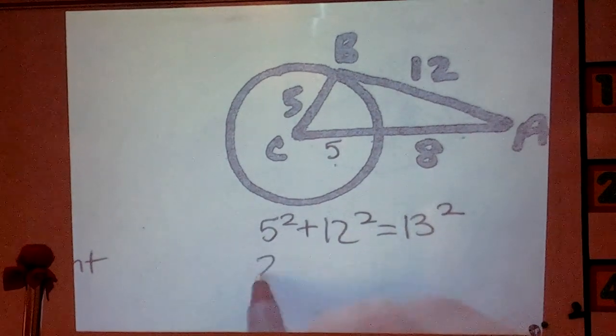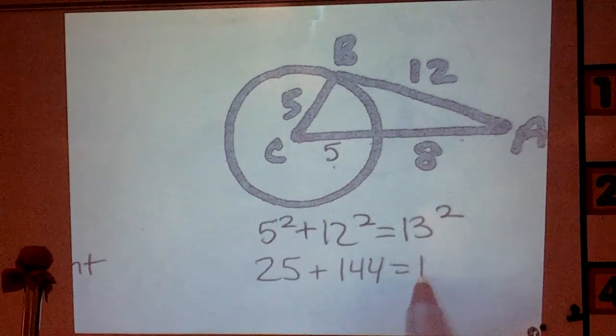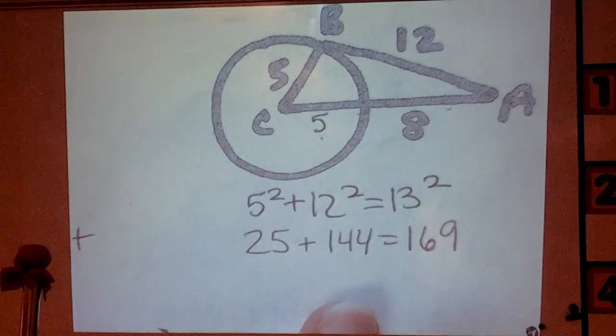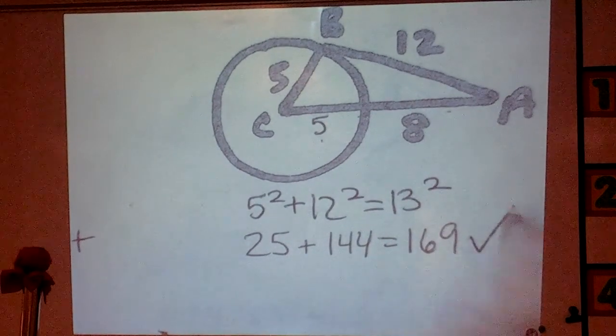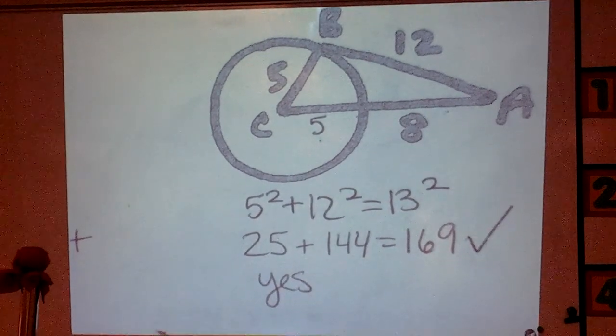5 squared is 25. 12 squared is 144. And 13 squared is 169. And this is true. So our answer is yes, it is tangent.